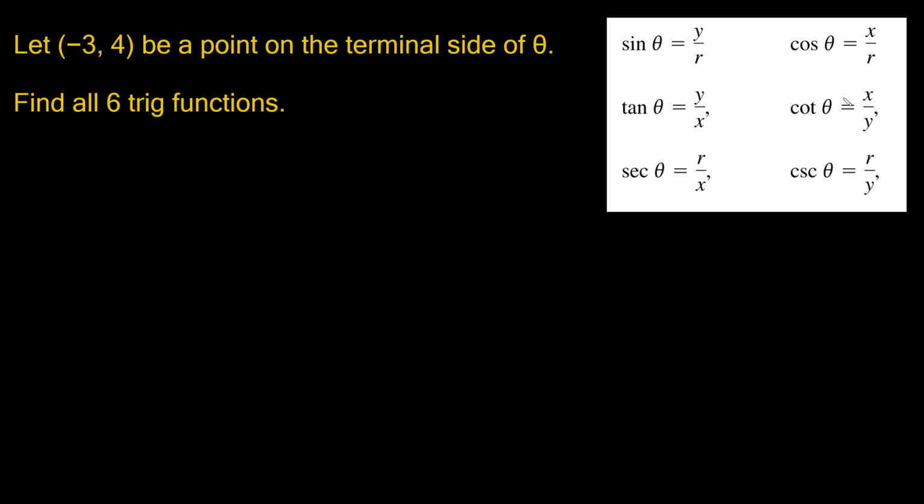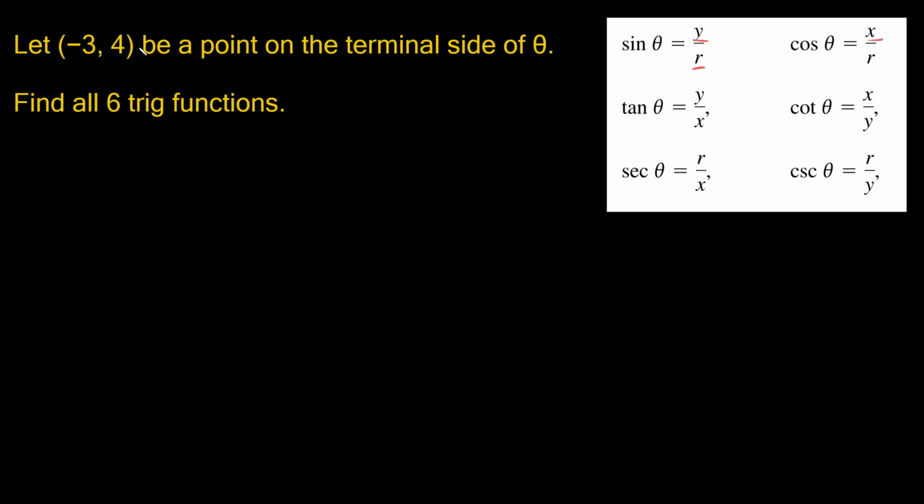So as you can see, we have 3 different variables here, basically, right? So we have x, y, and r. So those are the 3 things we need to find. And then we just plug them into whichever trig function we want to solve for, and that's how we solve it, all right? So how do we find x, y, and r?